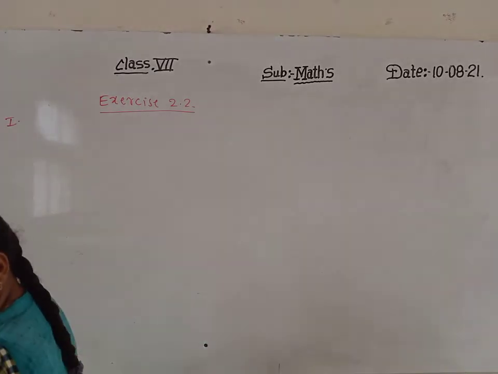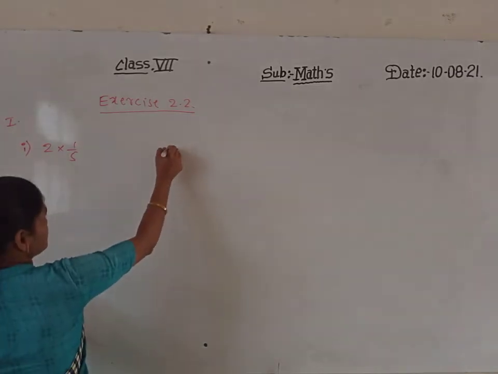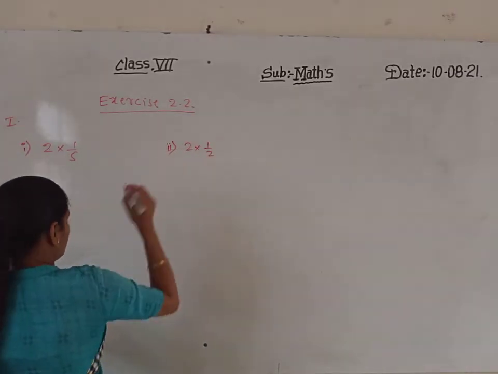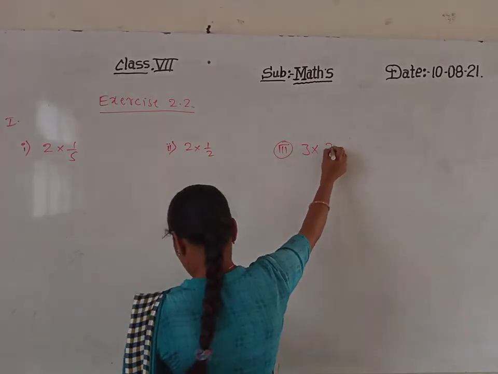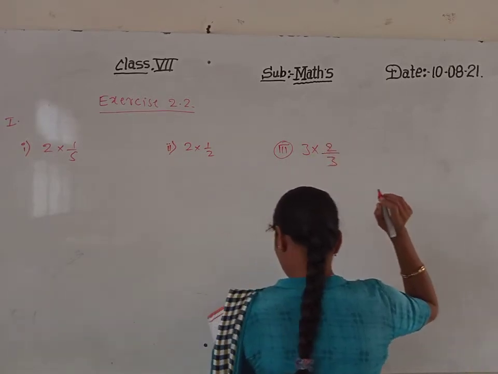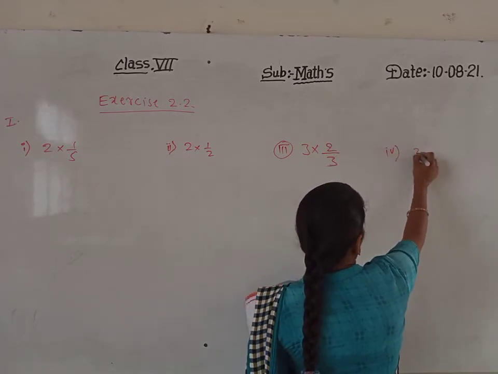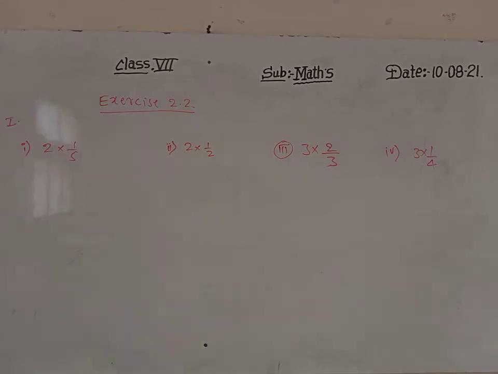So what are the fractions he has given? First one, 2 into 1 by 5. Then second one, 2 into 1 by 2. Third one, 3 into 2 by 3. Next fourth one, 3 into 1 by 4. These are the fractions and he has given some pictures here related to these fractions.